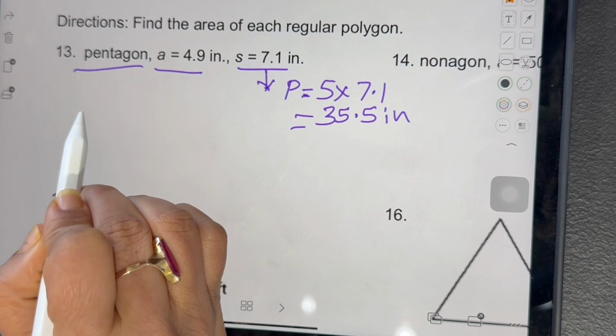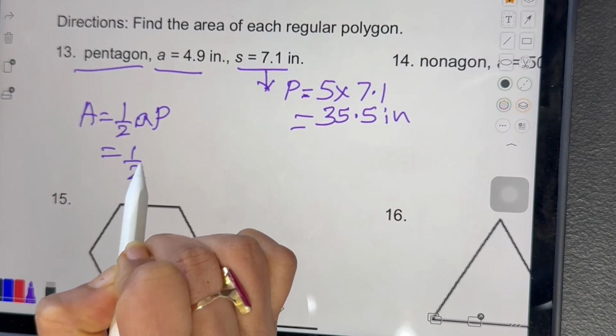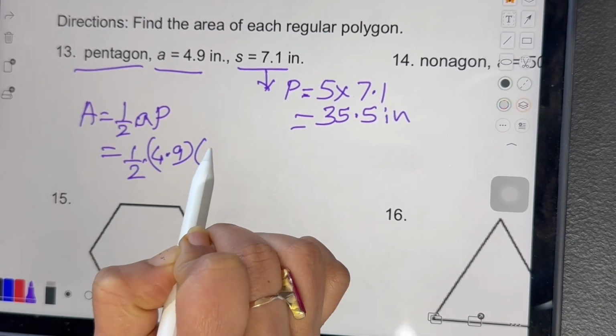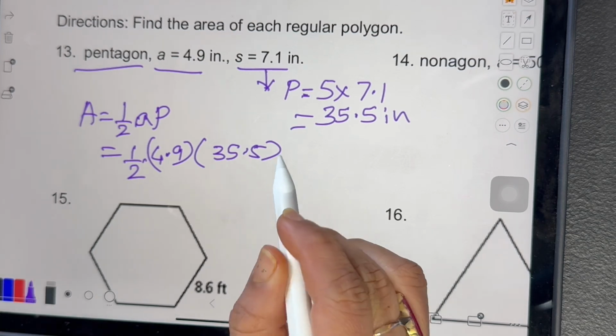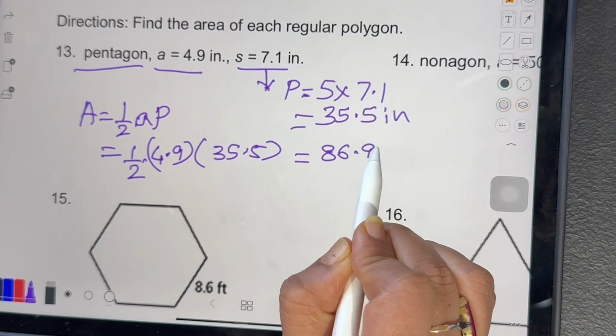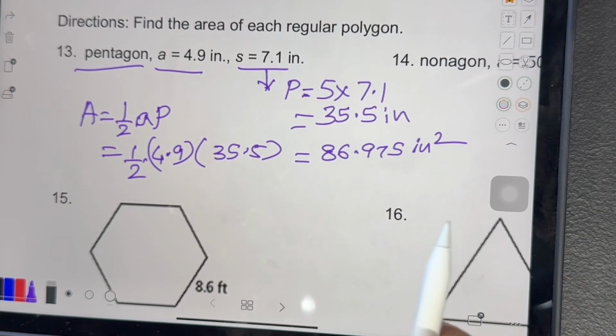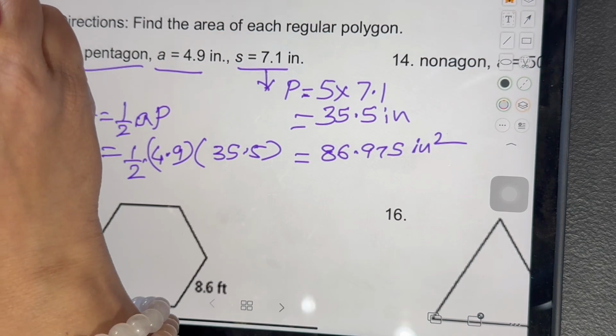So the area will be what? Area is equal to half times apothem times perimeter, which is half times 4.9 times 35.5. It's 4.9 divided by 2, and my answer is 86.975. You can go ahead and double check my work whether the answer is correct or not. This is an easy question. They have given you everything, but every time you are not going to have everything.